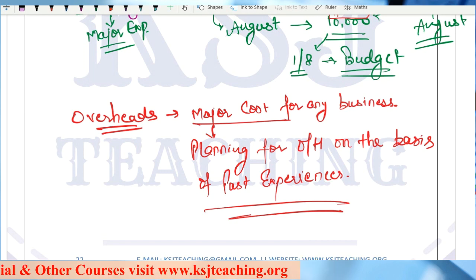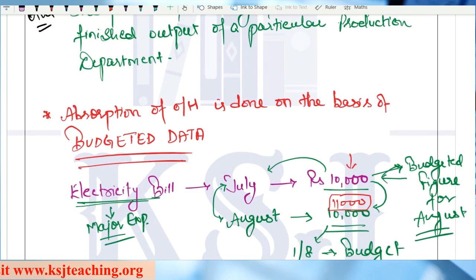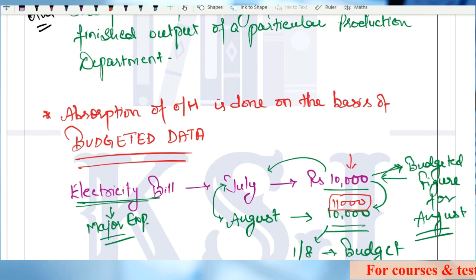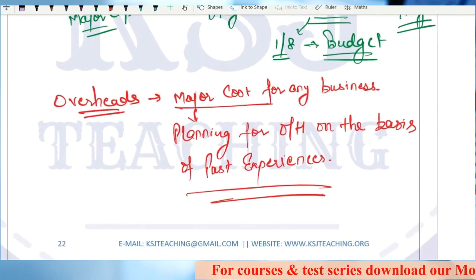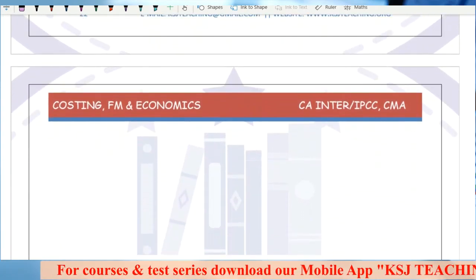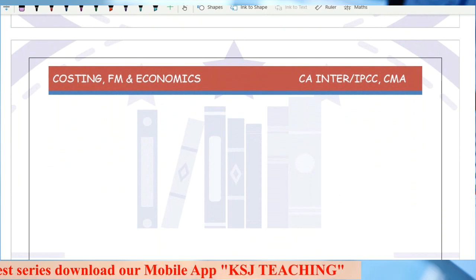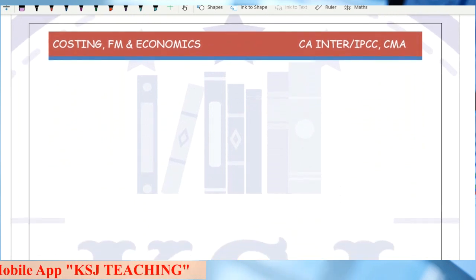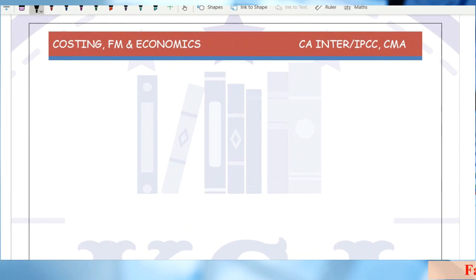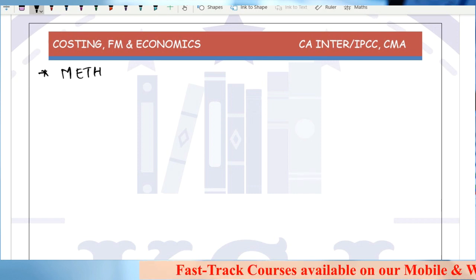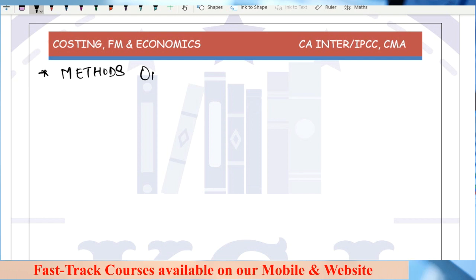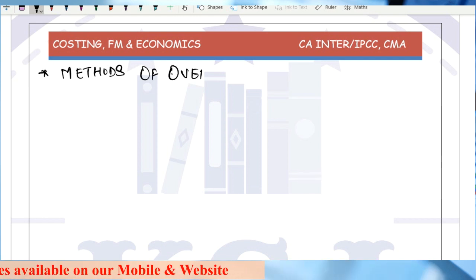Now the point is how to do this absorption. Now we have understood that it is to be done on the budgeted basis, but how to do it on the budgeted basis, right? There are various methods of absorption. We'll discuss in detail all the methods in the next lecture. We'll start in the next lecture about the methods of absorption, but I'll tell you the methods' names in this lecture. What are the various methods for absorption of overheads? So I'll say: methods of overhead absorption.